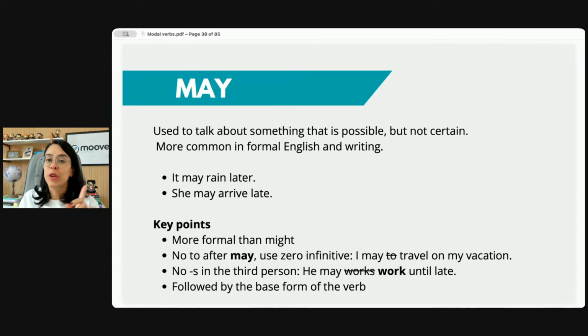And we don't add the s to the third person. He may works late. The verb never changes when we are using modal verbs. He may work until late. Okay, so it is always followed by the base form. No third person changes, no to.